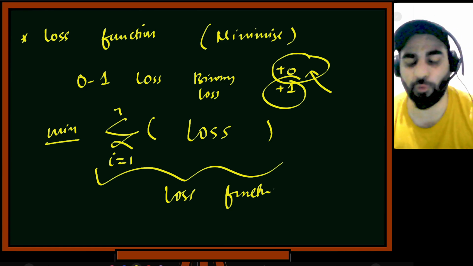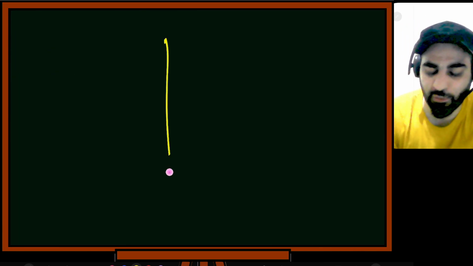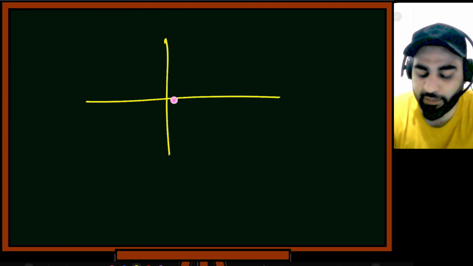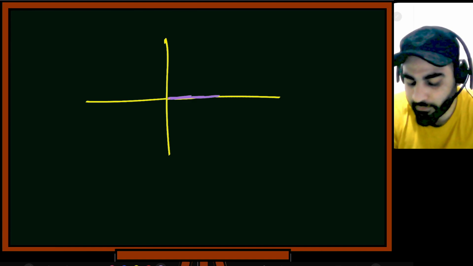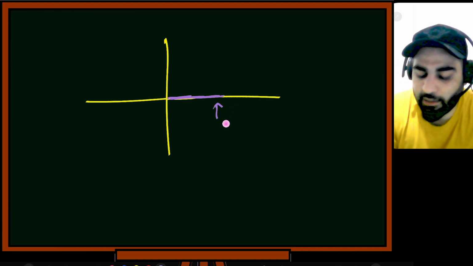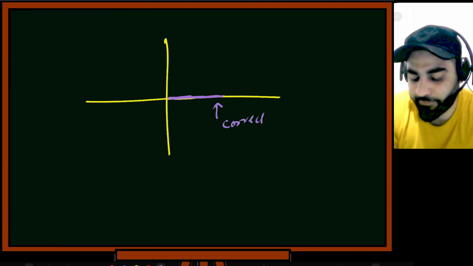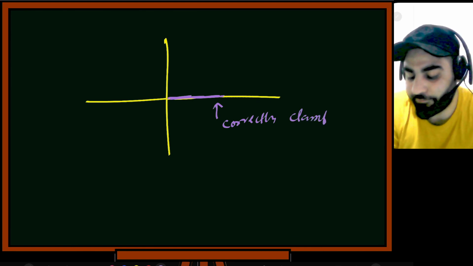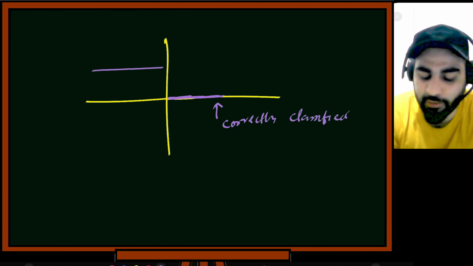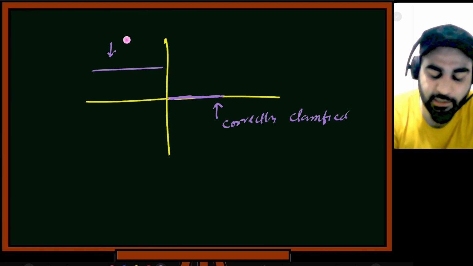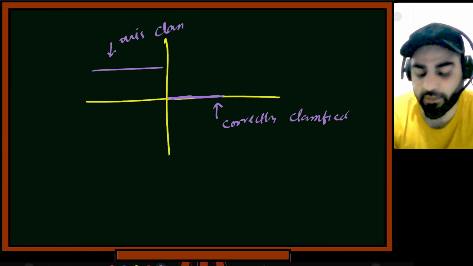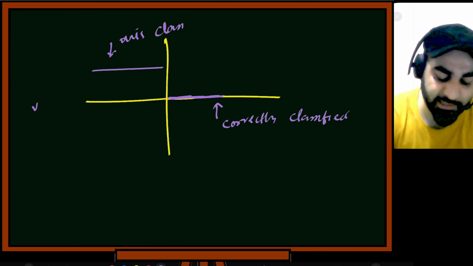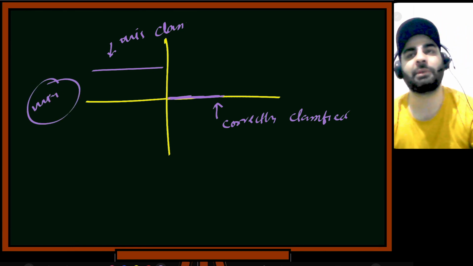So we have the 0-1 loss. How does it look? It looks something like this. It gives value 0 for the points which are correctly classified, and then it gives loss 1 for the points which are misclassified. This is the function that we have, and you want to minimize it, to get the minimum value of this function.